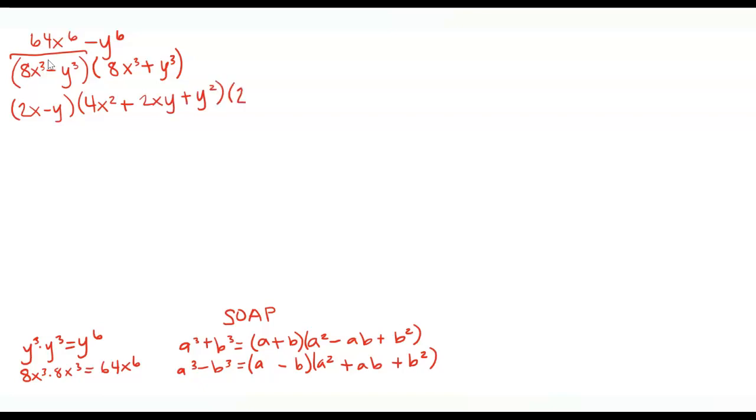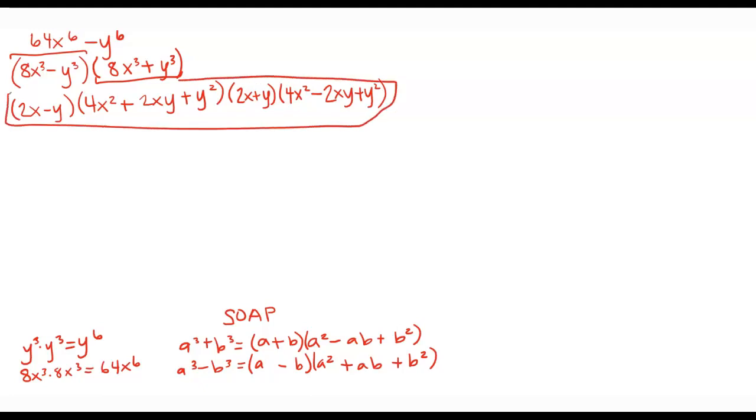Our next one, we're going to have 2x plus y. So we're doing 8x cubed plus y cubed now. So 2x plus y, then we'll have a squared, which is 4x squared, opposite sign, so minus 2xy, and then plus y squared. So we do want to check, make sure nothing can factor further. So 2x minus y, we're good. 2x plus y, we're good. We can see that this one's not going to factor further. So this would be our final answer right here.